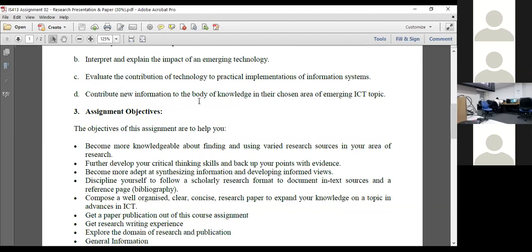Whatever you write must add to the body of knowledge. For example, if you choose to write a research paper on blockchains, I'm not expecting you to write whatever is already there. We already know what is there. I'm expecting you to come up with something new in a different context and add to the body of knowledge. That's what researchers do. That's what research papers are supposed to do. It is supposed to add to the body of knowledge.